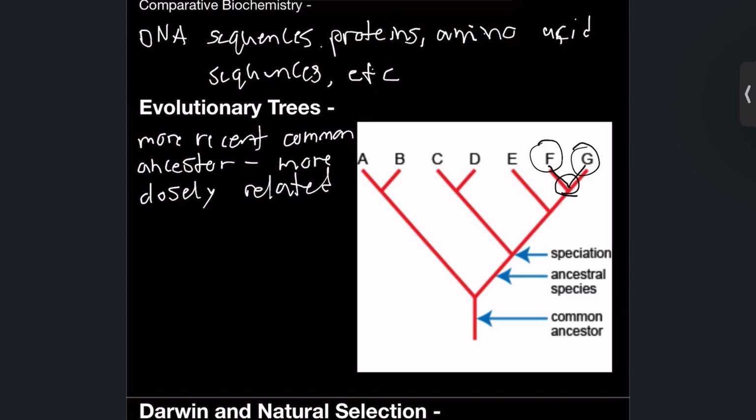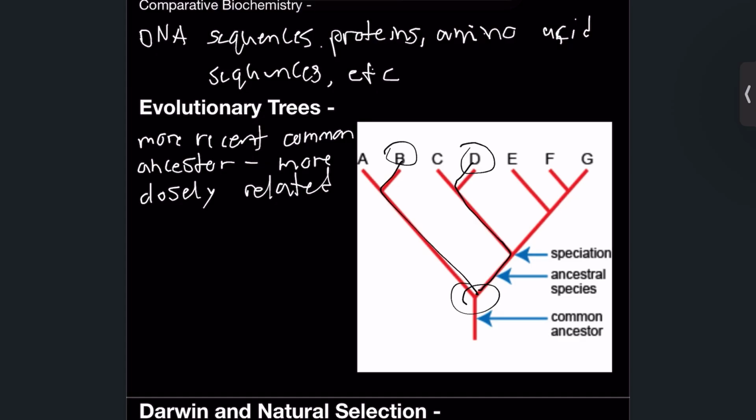You can do the same thing for another organism. Let's say you want to look at where organism D over here and organism B have their nearest common ancestor. You would trace back along the tree until where they meet, and you would see that right here is their most recent common ancestor.